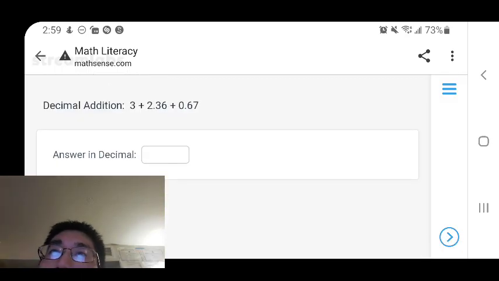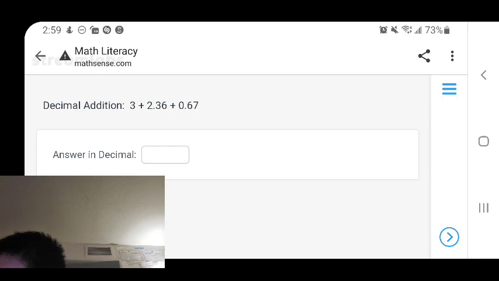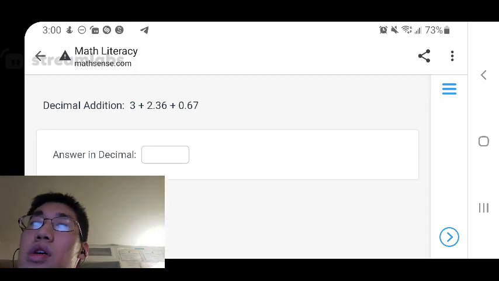Decimal addition, interesting. Alright, for number 16, I am just gonna write it as 3.00. Do that addition block thing. Get 2.36 and 0.67. 6 plus 7 is 13. You carry the 1. That's 10. You carry the 1 again, and you get 6. 6.03.